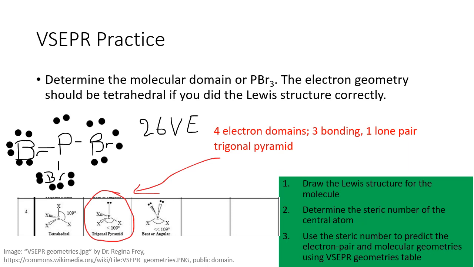Okay, so I have my Lewis dot structure for PBr3. We had 26 valence electrons, so we end up with a lone pair on the phosphorus. It has 3 bonding domains and 1 lone pair domain and has a total steric number of 4, as previously stated in the problem. And so when we look for the one with 1 lone pair domain, we end up with trigonal pyramid. So that is the shape that we would expect for PBr3.